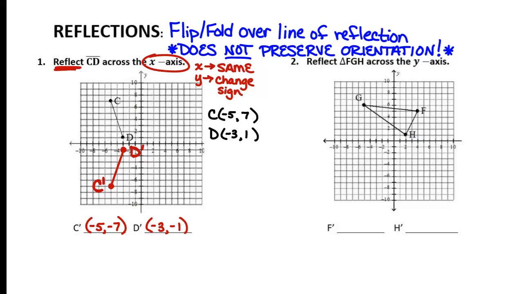When I talked at the beginning about preserving orientation and that reflections do not preserve my orientation, notice over here point C is the one that's the highest up and D is further down. But when I reflected it over the x-axis, now D prime is the highest point and C prime is the lowest point. So my orientation was not preserved because C and C prime are not both the highest points there.